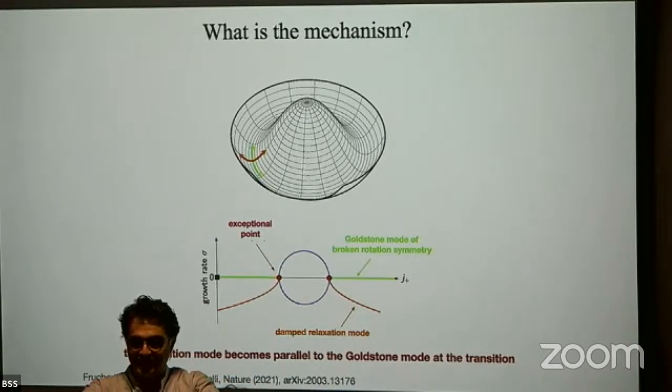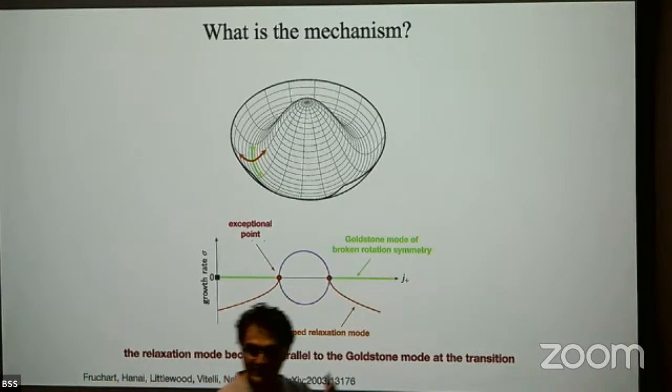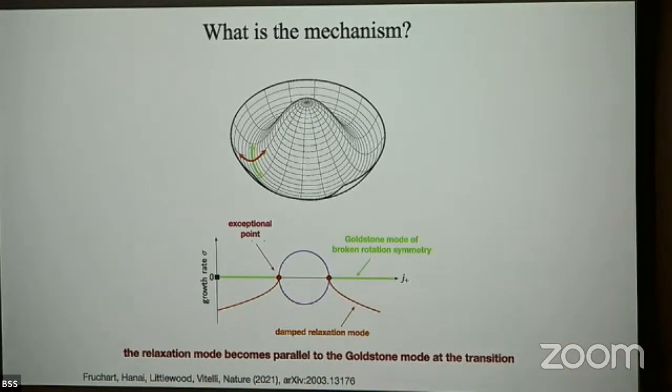These are the two eigenvectors that at the exceptional point coalesce. So at the exceptional point, what is happening geometrically is that those two eigenvectors that we calculated, the red and the yellow, boom, they coalesce onto each other.